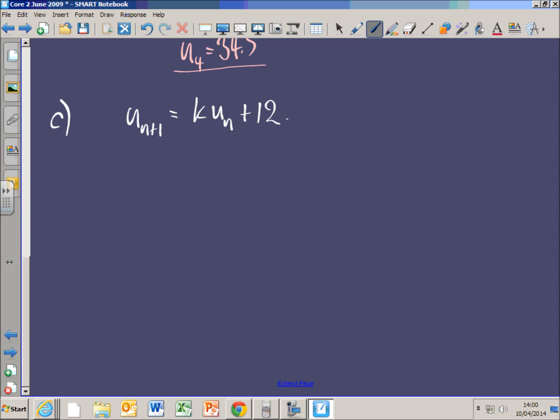Does that make sense? Okay. First of all, what does it look like it's tending towards? It started off at 16, then 24, then 30, then 34.5. What's it getting closer to? Just a guess. Maybe 40 or 50, something like that?